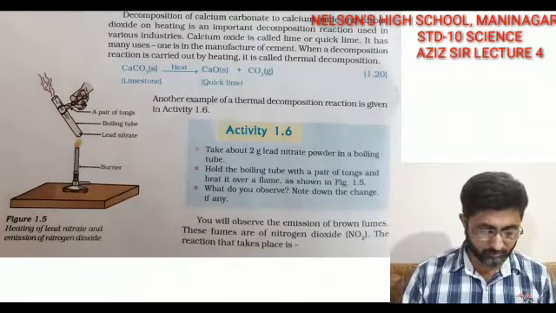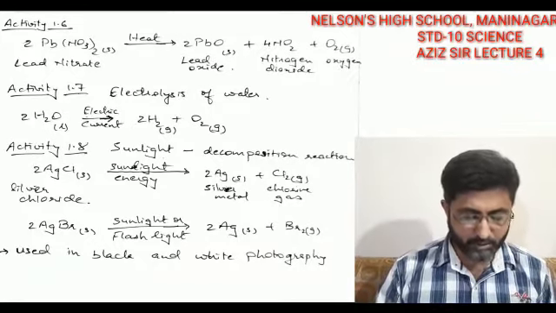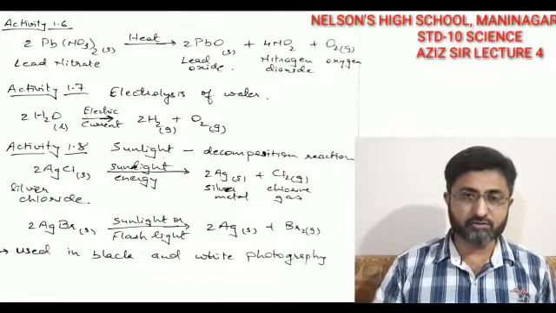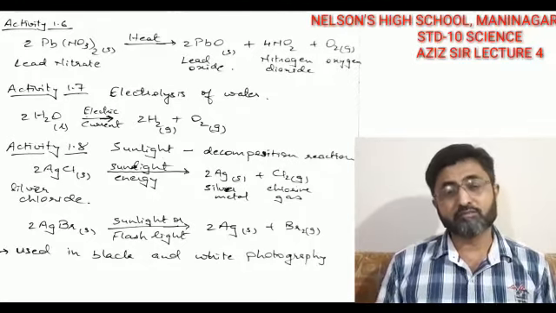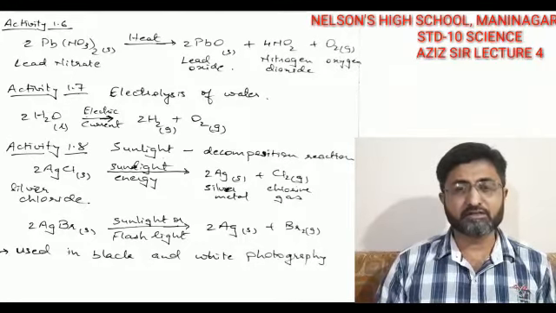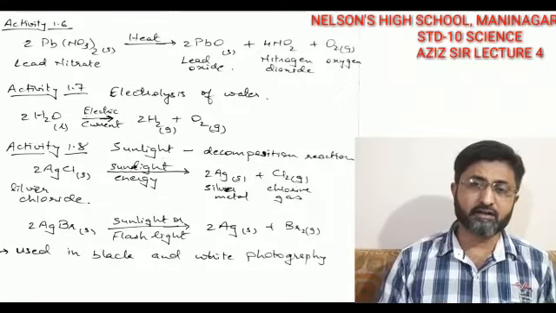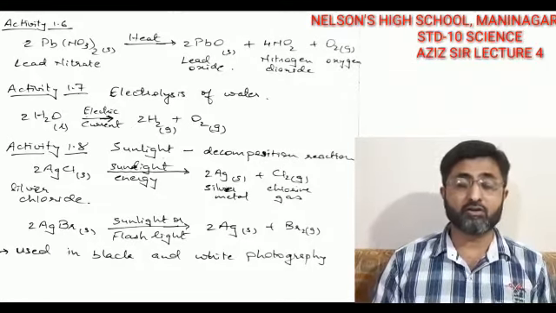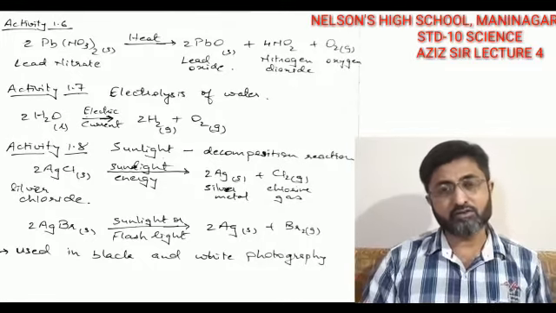Certain activities are shown and given inside your book as 1.6, 1.7 and 1.8. The different decompositions are shown. As the first is heat, we can say this is a thermal decomposition. Lead nitrate is heated, a white color substance, and what is formed is lead oxide, which is another white color substance, but you are able to see nitrogen oxide, a brown color gas, coming out. Another one is the electrolysis of water.